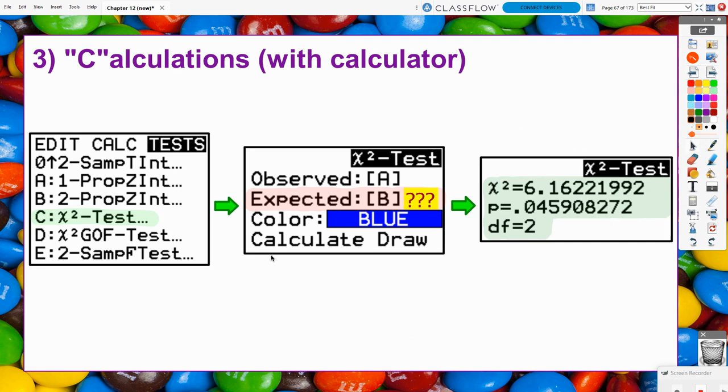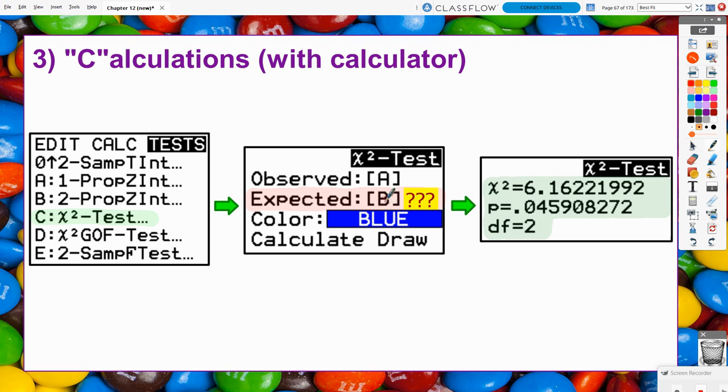So we press the Stat button, go over to tests. Again, we're going to use just the plain old chi-square test function here. We're not going to use the GOF. Observed, hopefully you still have this as matrix A. Expected, remember, by default, the calculator is going to do all that for us, so we don't have to mess with it. We just have to leave it as kind of the default matrix B.